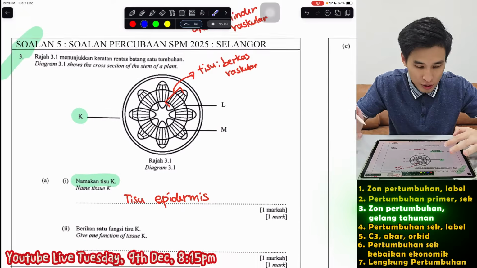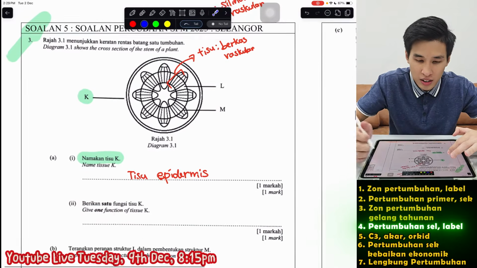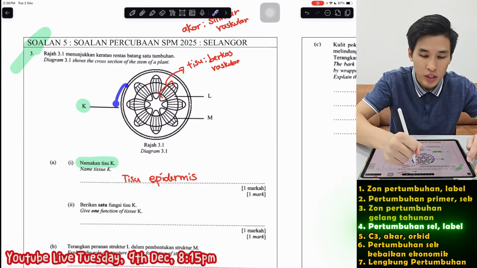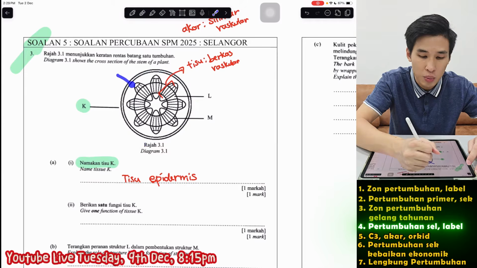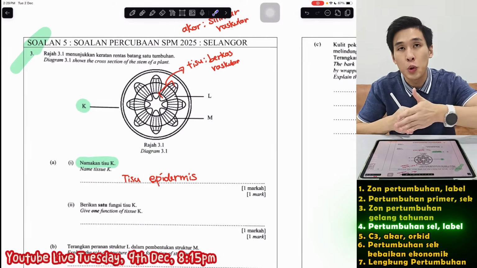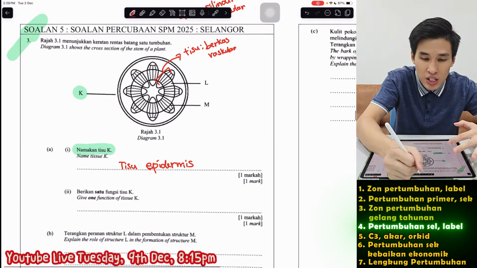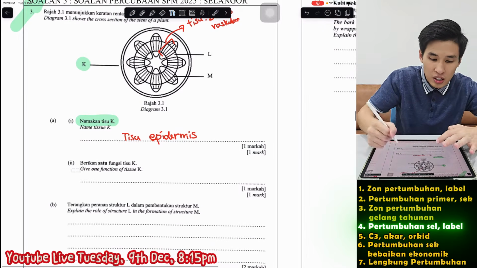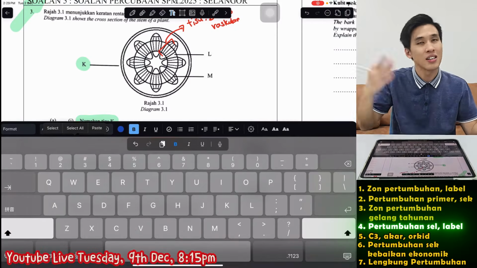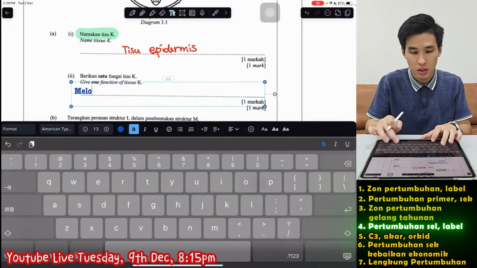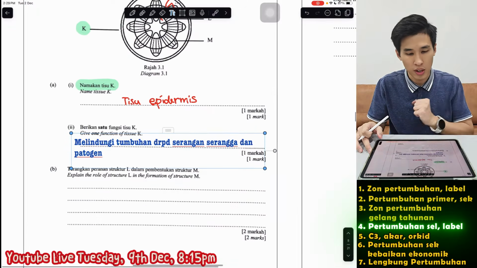Then satu fungsi untuk K. So K is basically your kulit kayu, because you can see this pertumbuhan sekunder punya batang mah. So pertumbuhan sekunder akan membentuk kulit kayu. So kulit kayu just like just now melindungi pokok daripada serangan serangga dan patogen. Okay, so you can write like this.